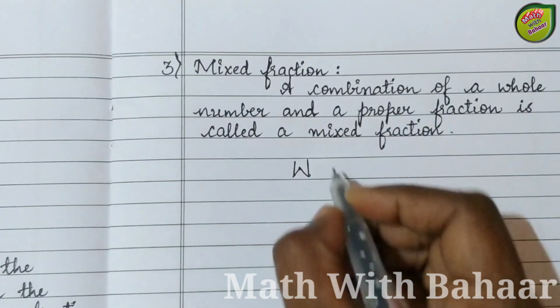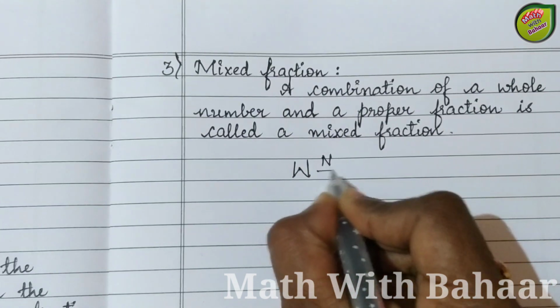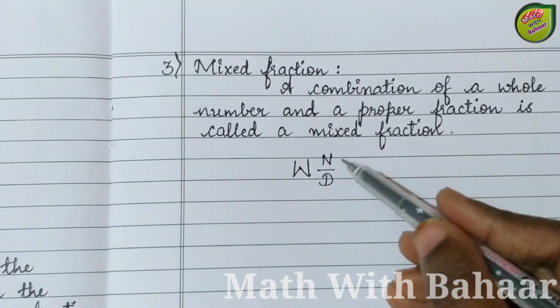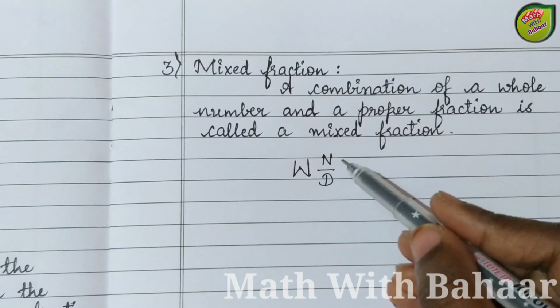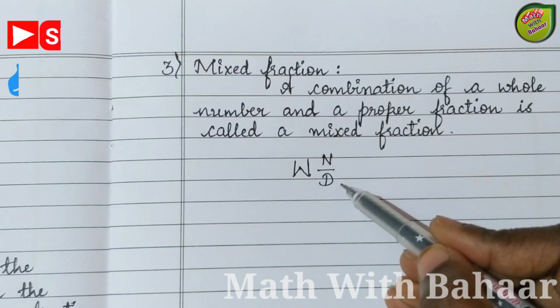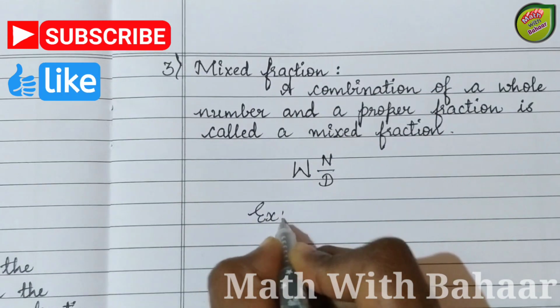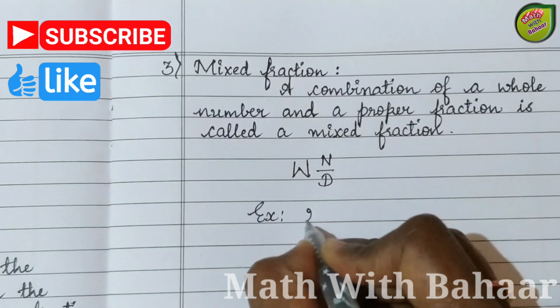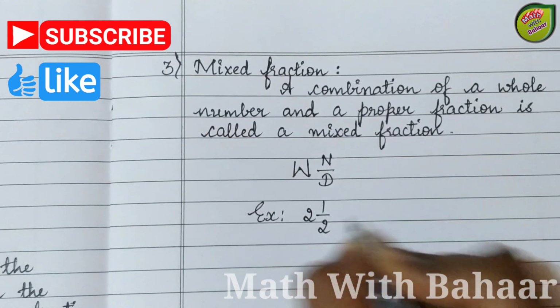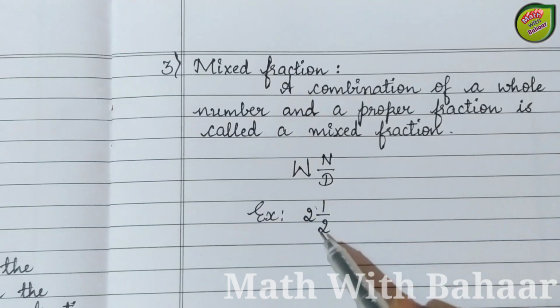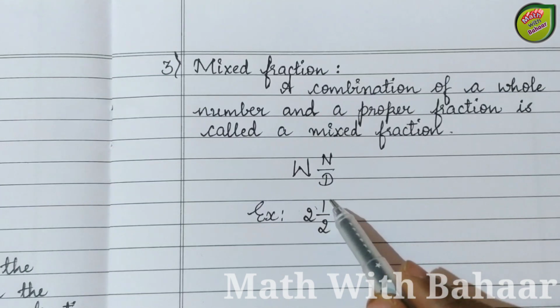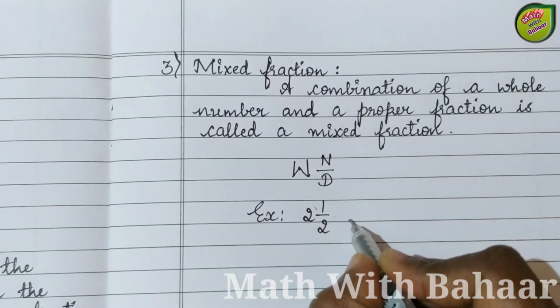Let us consider the whole number w and a proper fraction in which the numerator and the denominator are there. So the numerator will be less than the denominator. Let us consider some examples. Suppose we have 2 and 1 divided by 2. This is a mixed fraction in which 2 is a whole number, 1 is the numerator and 2 is the denominator. As you can see, 1 by 2 is a proper fraction.